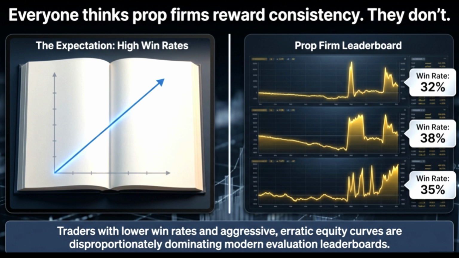Because if you analyze modern evaluation environments, especially simulated funded account models, you start seeing something strange. Traders with lower win rates are often outperforming traders with higher win rates. Aggressive traders with erratic equity curves are showing up disproportionately on leaderboards. And strategies that traditional risk management textbooks would call unstable are surviving evaluation phases at surprisingly high rates. So what changed? The answer is convexity.